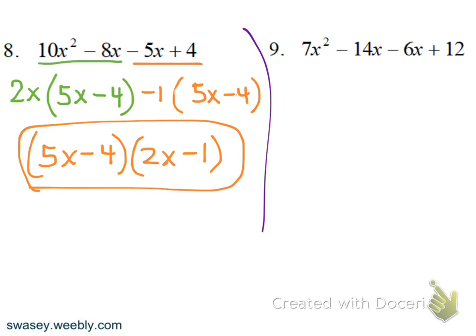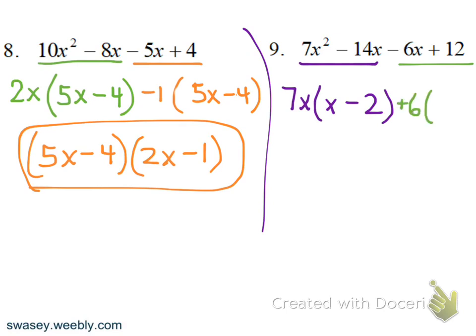All right, greatest common factor of all four terms is 1. So we'll factor by grouping. Greatest common factor of the first two terms is 7x. We're left with x minus 2 when we divide that. And then for the last two terms, if we divide out 6, we're left with negative x plus 2. So the only thing that's wrong is our signs.